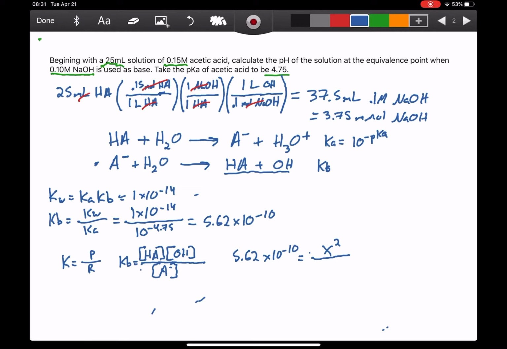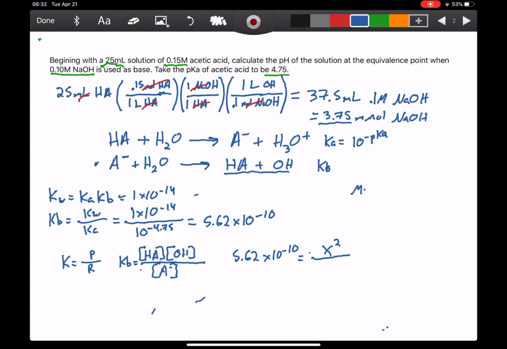A minus is going to be this number of millimoles, because that's the number of millimoles of HA we started with. We reacted it all with strong base, so now we're left with this many millimoles of A minus, 3.75, but our volume has changed. So no longer do we have a molarity of 0.1 molar or even 0.15 molar. We have to find out what our new concentration is.